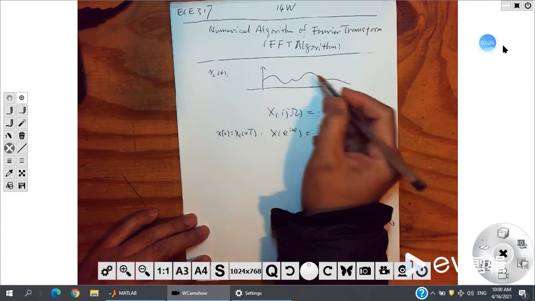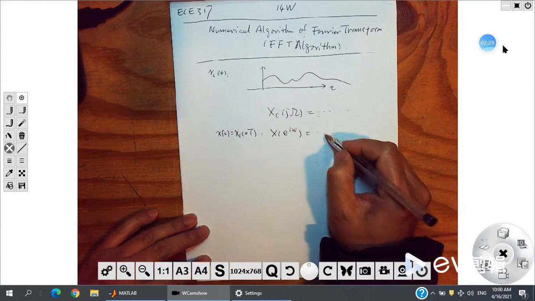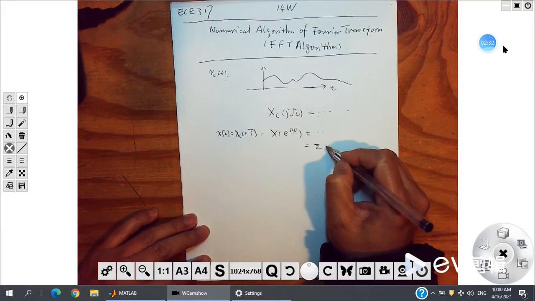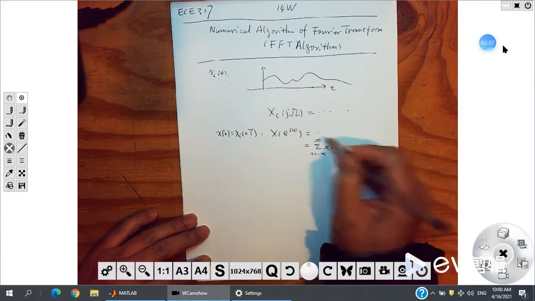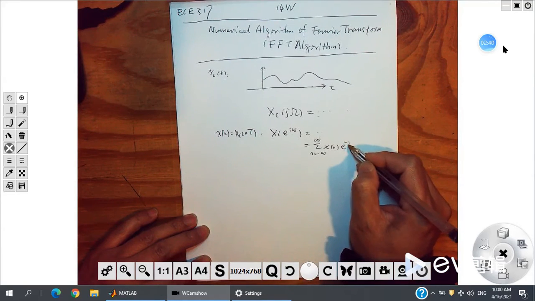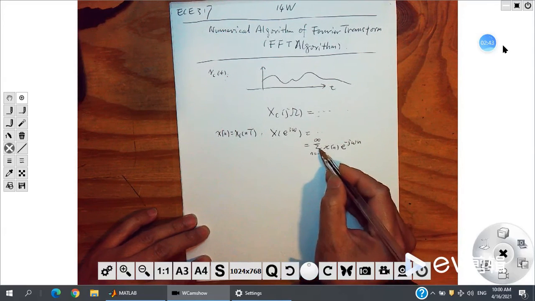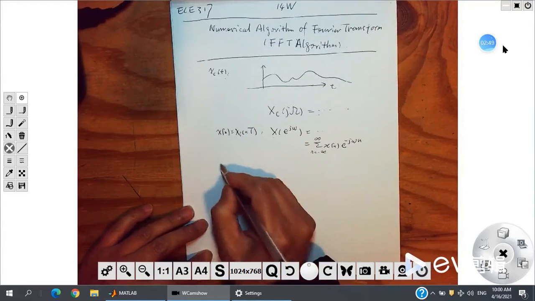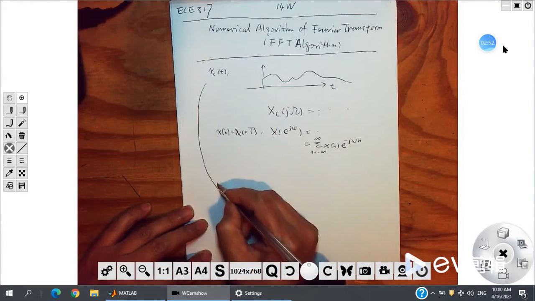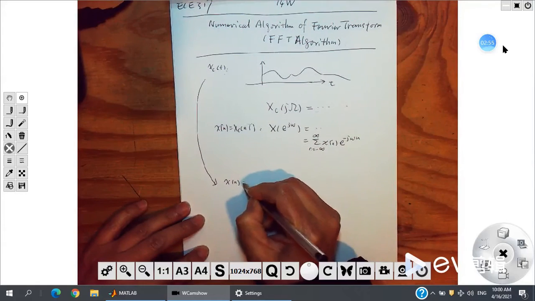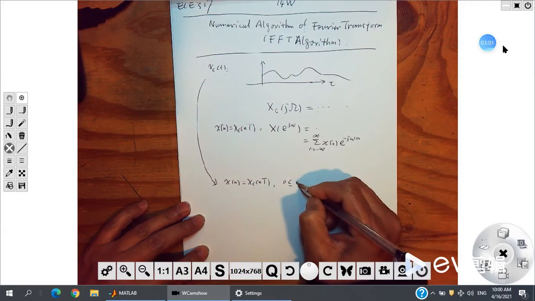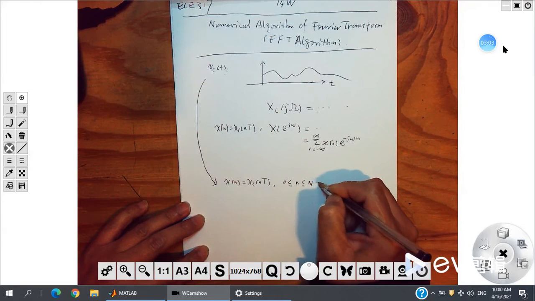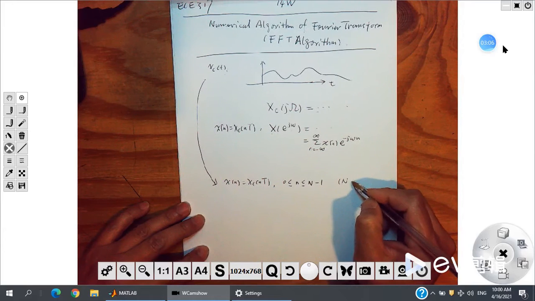Both of these you cannot calculate directly, because the continuous time signal is the whole curve, with infinite values, and the discrete time transform by definition is a summation of x of n for all n from negative to positive infinity. You cannot really calculate infinite summations, you can only have finite. So what we can do is take x of n equal to xc of nT only for n running from 0 to N minus 1, totally N numbers.